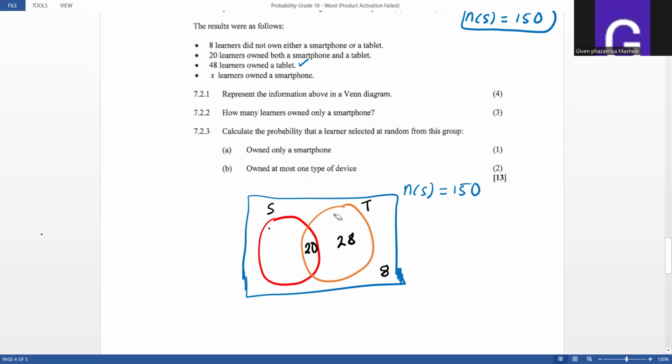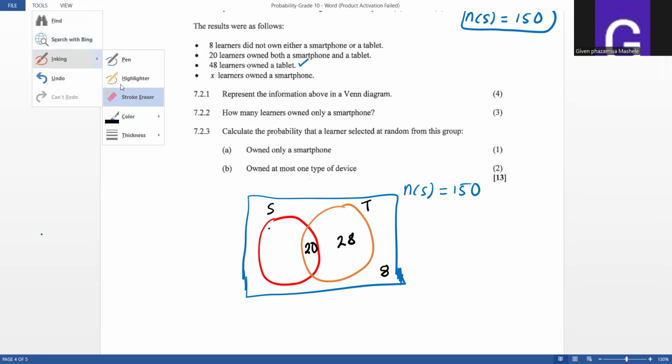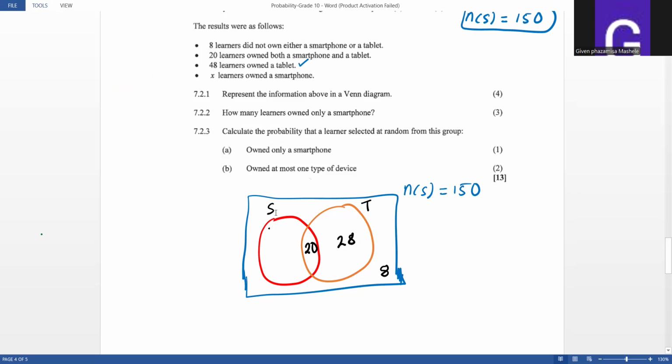Okay. But now look what they said. Remember, here they said 48 learners owned a tablet, which means the area for a tablet should add up to 48. So from 48, we can subtract 20. This will give us 28 for tablet only. I believe you're following. Then how about this other one, for smartphone only?